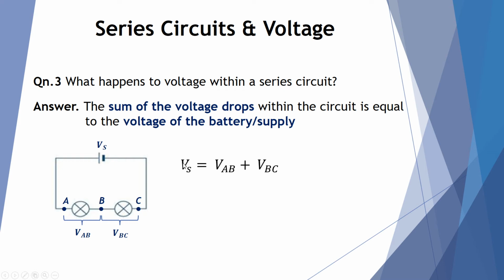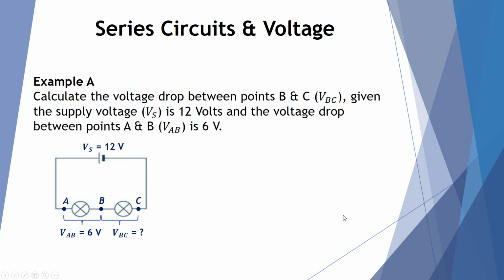So we can say that the supply voltage is equal to the individual drops within the circuit: voltage between A and B plus voltage between B and C. The AB subscript represents voltage between points A and B. So here's an example in our circuit.